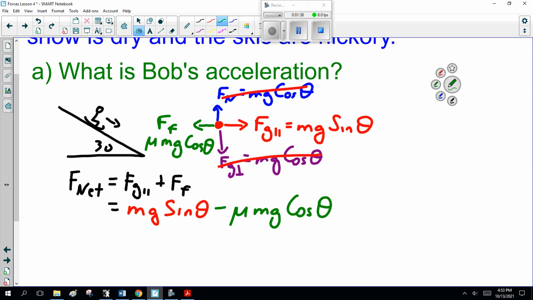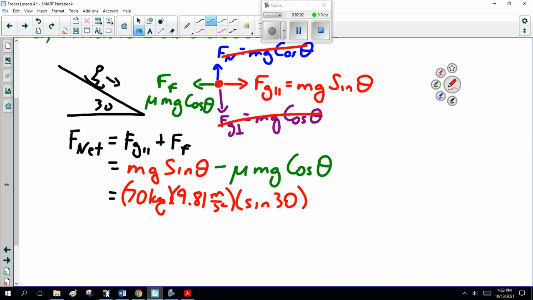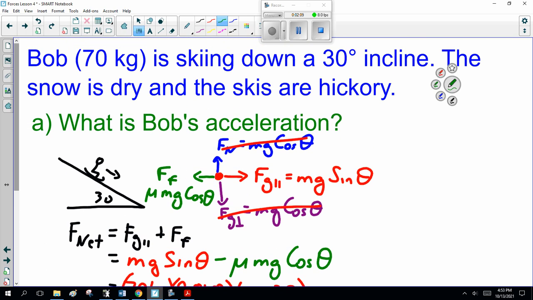So we know Bob's mass, 70 kilograms. We know acceleration due to gravity, g. We know angle, 30. We don't know mu. So let's start plugging numbers in. 70 kilograms times 9.81 meters per second squared times sine of 30 minus mu. Okay, now let's read the question again. Did I list mu? No. But I said the snow is dry and the skis are hickory.